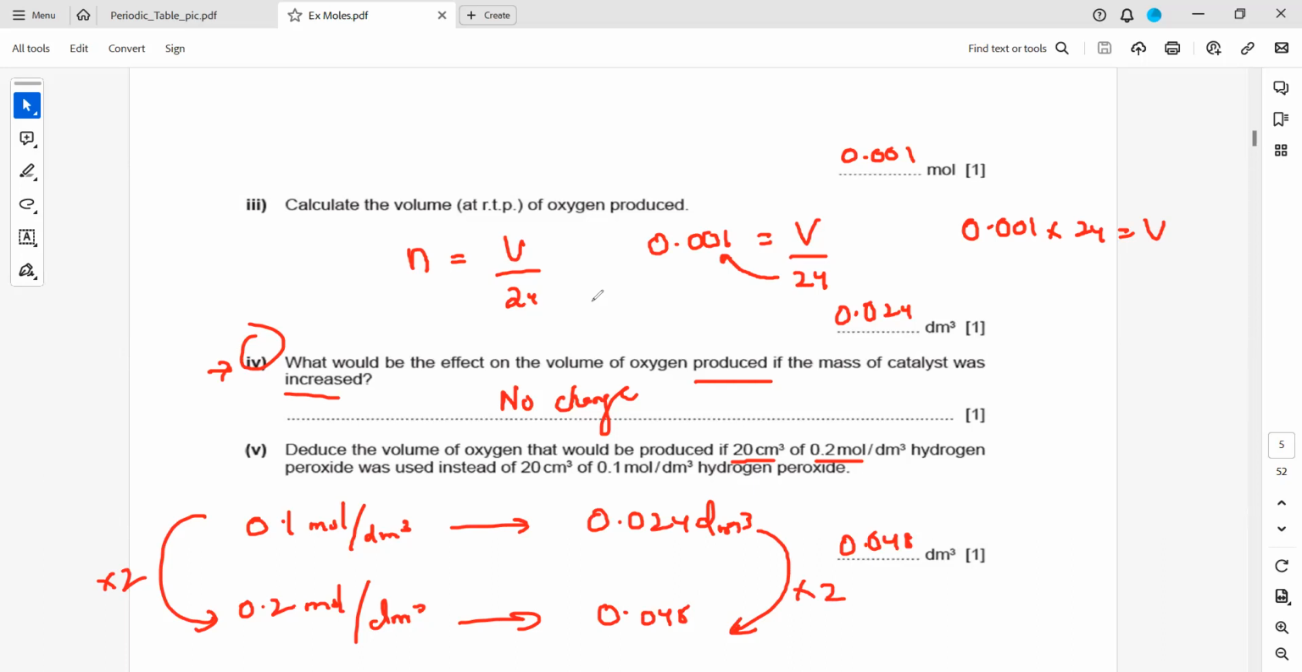So if 0.1 mole per dm cube was giving us 0.024, and we double the amount of the reactant, the hydrogen peroxide, making it 0.2, then the amount of the product, which is the oxygen gas here, will also be doubled. So 0.048 will be the volume of oxygen if we double the amount of hydrogen peroxide. Is this part clear?